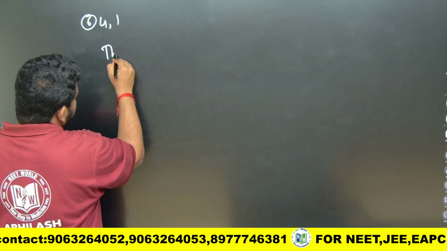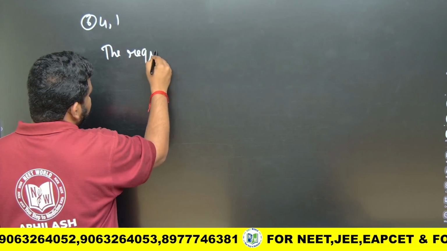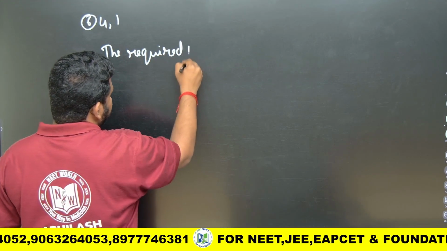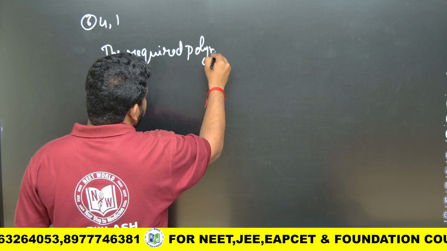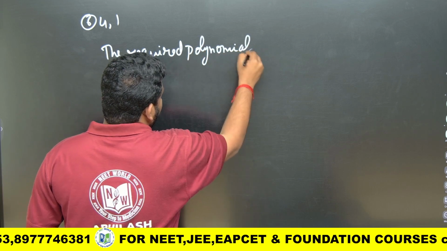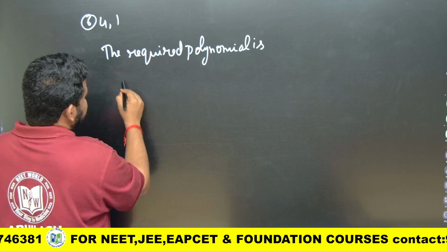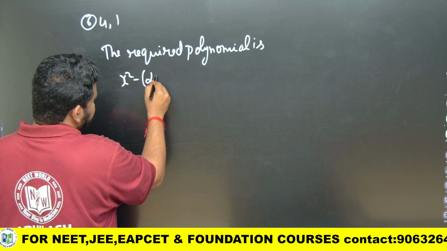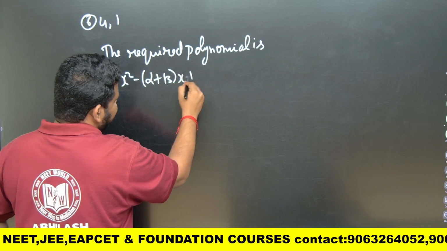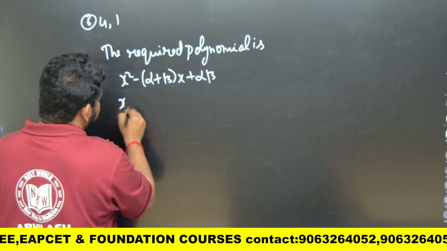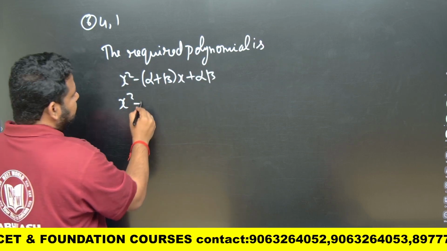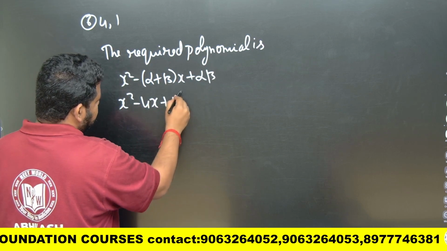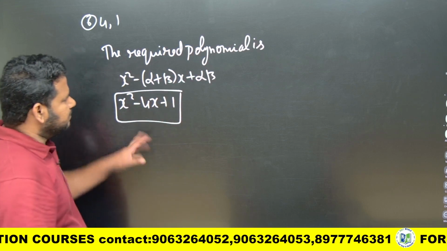Sixth question, this is 4, 1. So the required polynomial is x square minus (alpha plus beta) x plus alpha beta. Alpha plus beta is 4, and alpha beta is 1. This is what we got by using our method.